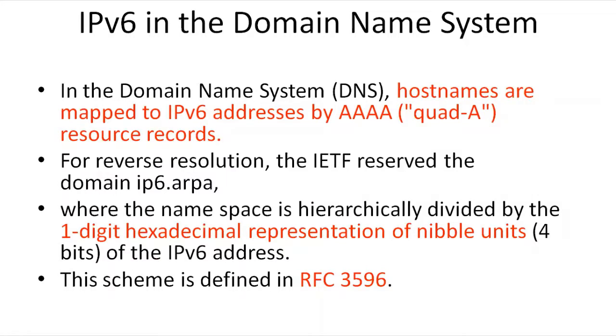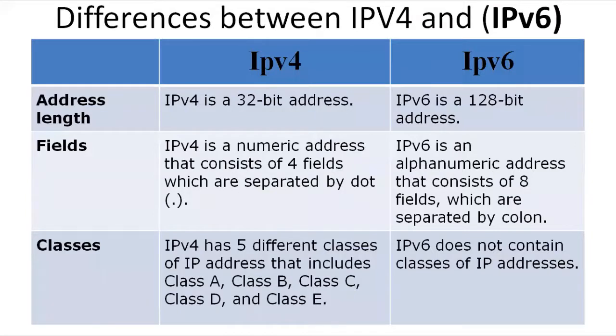In this way, in IP version 6 also, you will use the domain name system. In the previous section, you discussed the domain name system. What is the domain name system here? The host names are mapped to the IP addresses by AAAA, that is quad A, resource records. That means converting host names into IP addresses. For reverse resolution, the IETF reserved the domain ip6.arpa, where the namespace is hierarchically divided by one-digit hexadecimal nibble units, as described in RFC 3596. That is the representation of IP version 6.